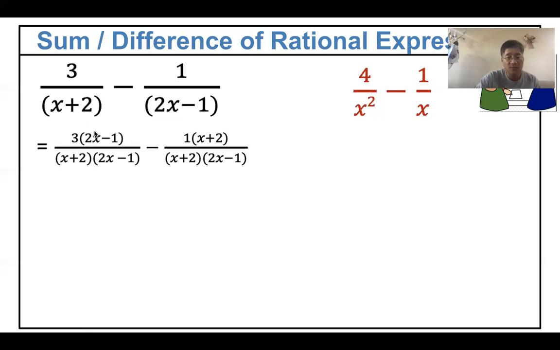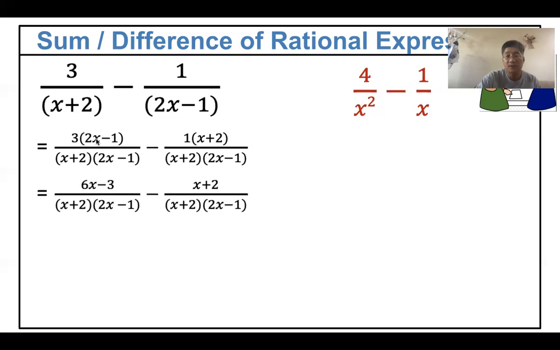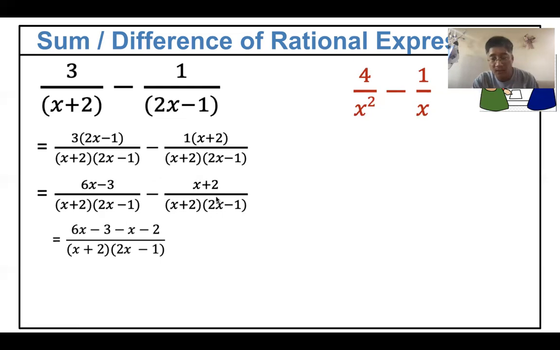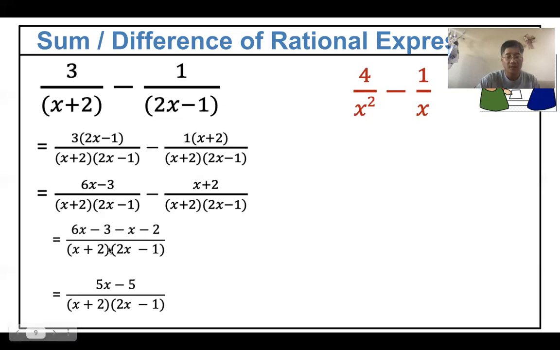And now what should you do? Simplify. So you should distribute 3 to all the terms in the parentheses. So 3 times 2x is 6x, 3 times minus 1 is minus 3. The second one is x plus 2, right? And then subtract. When you subtract x, you subtract 2. So 6x minus 3 minus x minus 2, over the common denominator. Then combine like terms and simplify the numerator. What do you get? 6x minus x is 5x, minus 3 minus 2 becomes minus 5. And you are done.